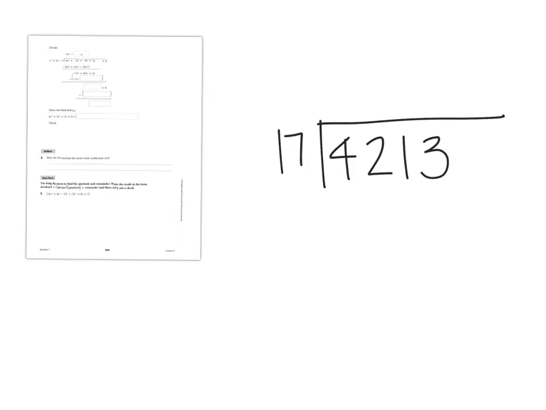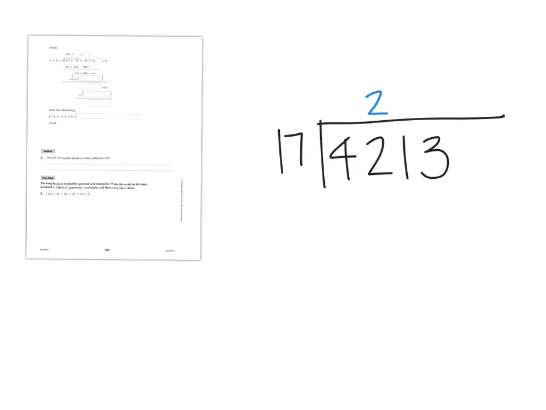So I have 4,213 divided by 17. If I'm actually long dividing this by hand, what's the first thing I'm going to do? You need to figure out how many times 17 goes into 42. So 17 goes into 42 how many times? Twice.